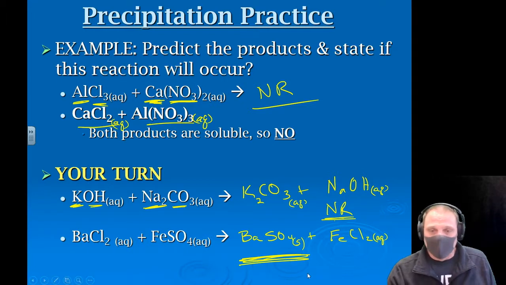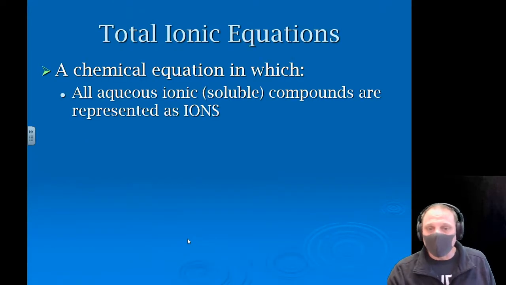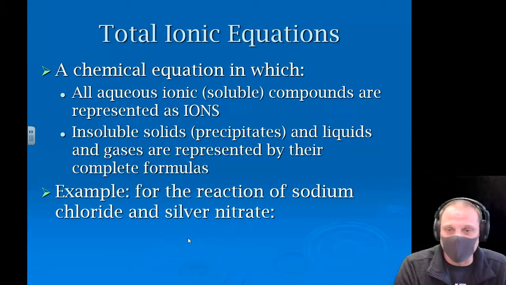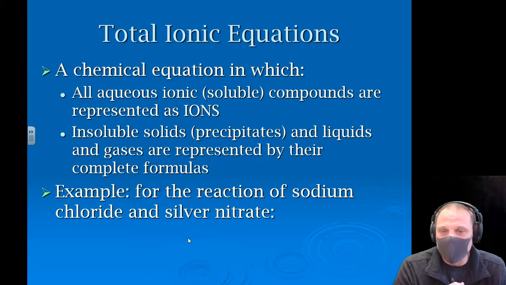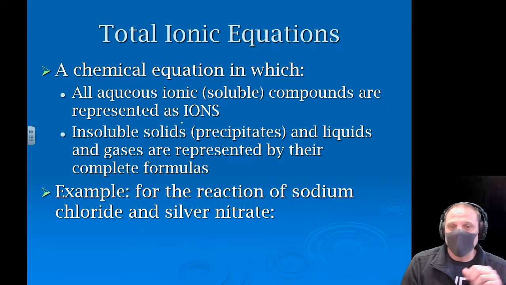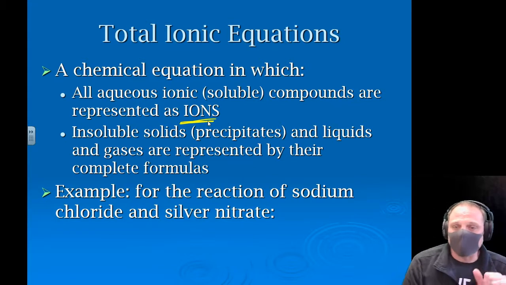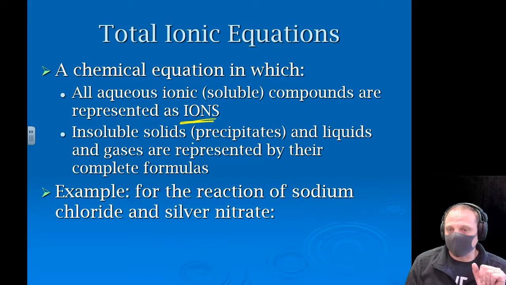Awesome. All right, so let's talk about ionic equations. A total ionic equation versus a net ionic equation, those two things we want to make sure that we are clear with our definitions. Total ionic equations are going to include all of the aqueous, ionic, or soluble compounds that are represented as ions. So we want to make sure that we make every single ion an ion. If it is soluble by itself and it's not a precipitate, then we need to represent it as an ion. Anything that's insoluble or a precipitate, we need to represent by its complete formula.